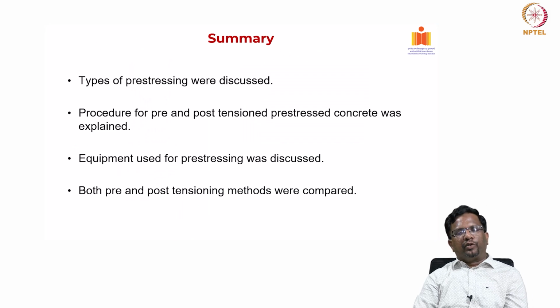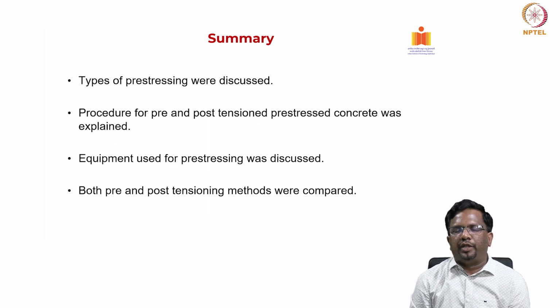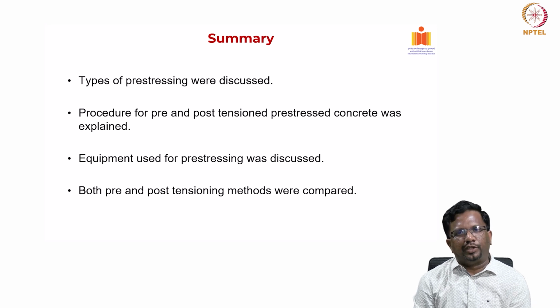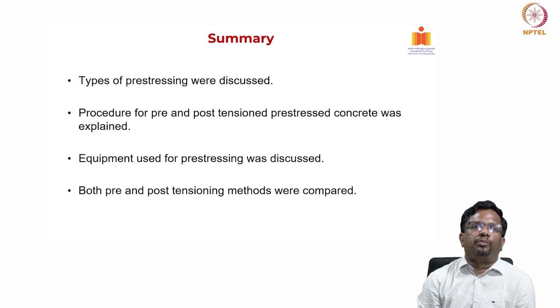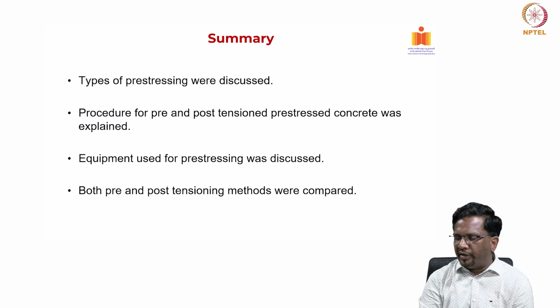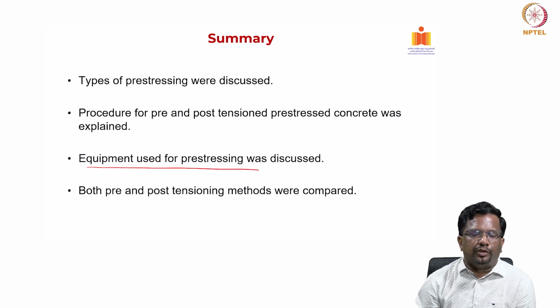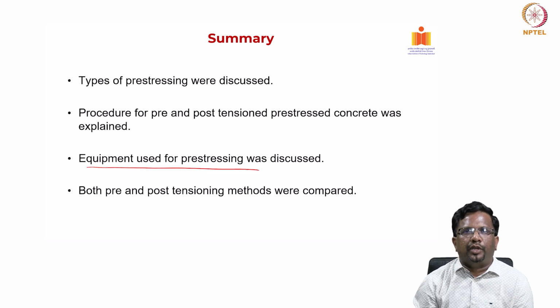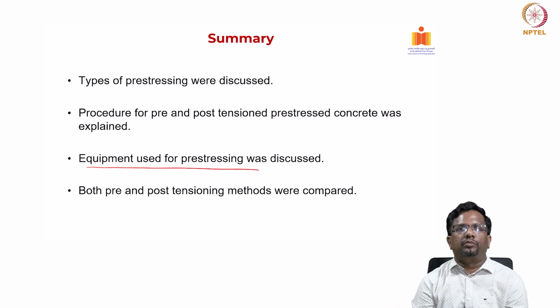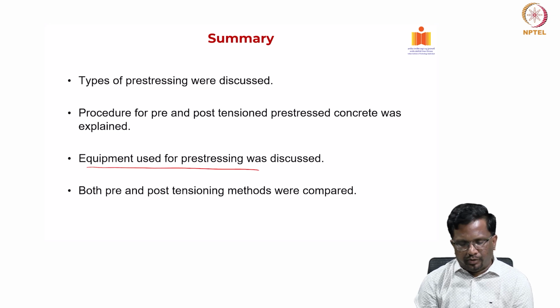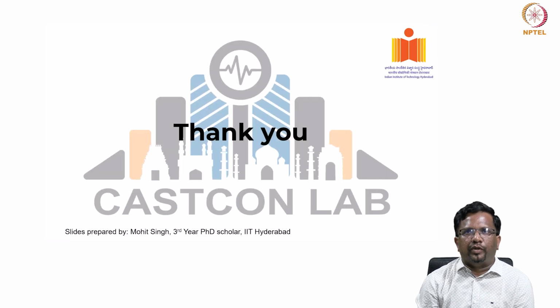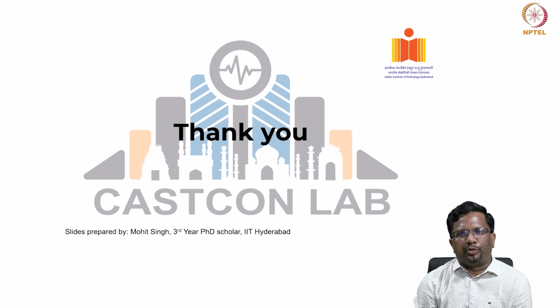Now let us summarize what we have discussed. We have discussed in detail the different types of prestressing and how we classify them. We have spent quite a bit of time on what is pre-tensioning and what is post-tensioning, and the different steps involved in each. We also briefly discussed different types of equipment that are used, particularly the anchorages, and we also discussed the advantages and disadvantages of pre-tensioning and post-tensioning, and we can also combine them to come up with a hybrid system. So with that, we will end this part of the module. We will continue the discussions in the next part of the module. Thank you.